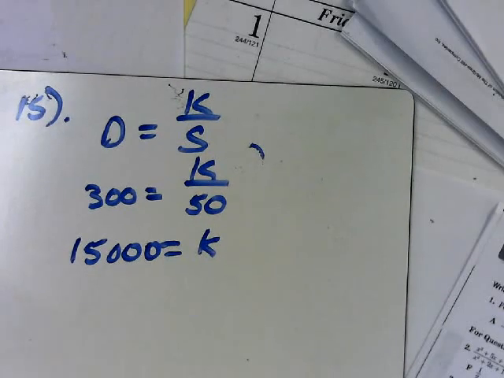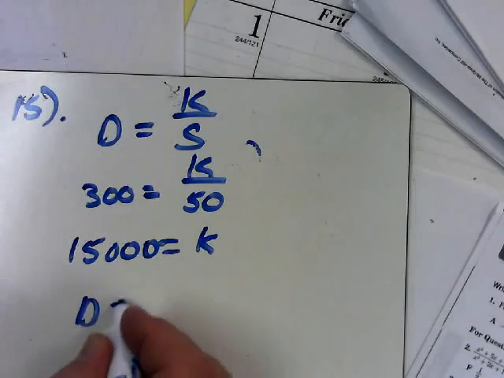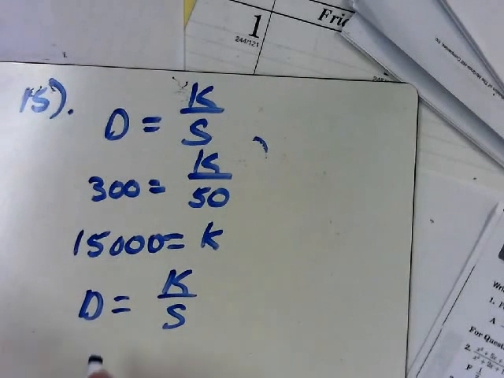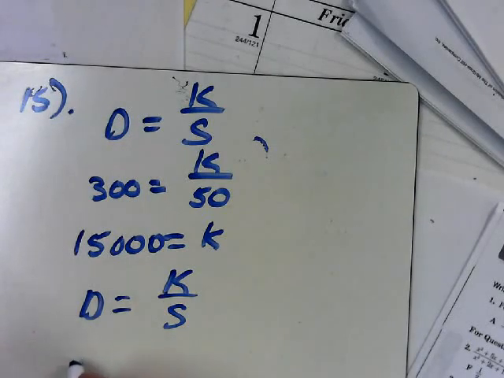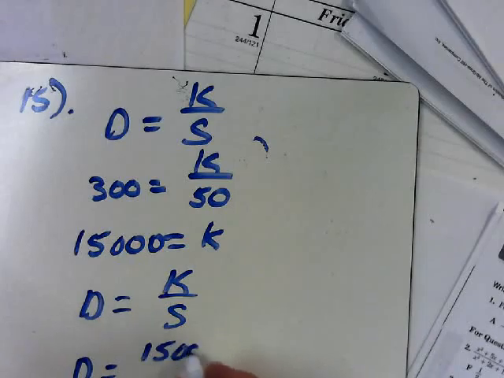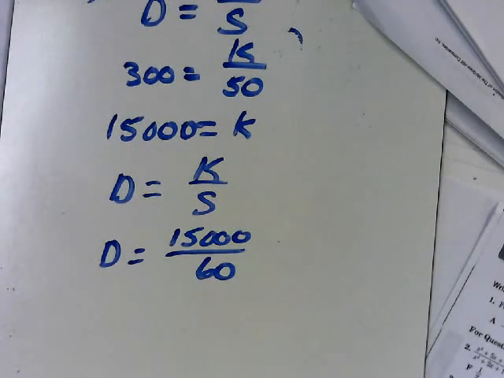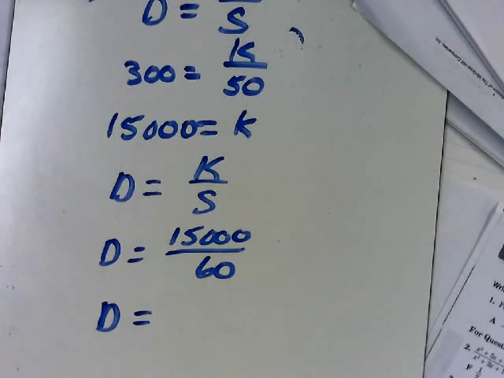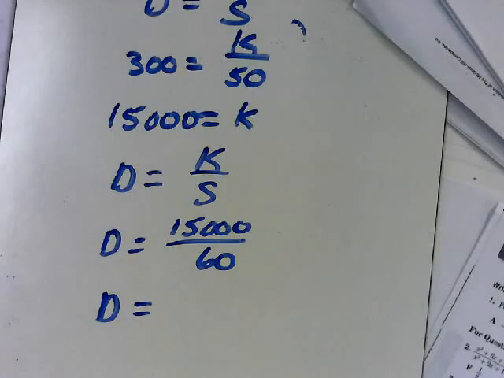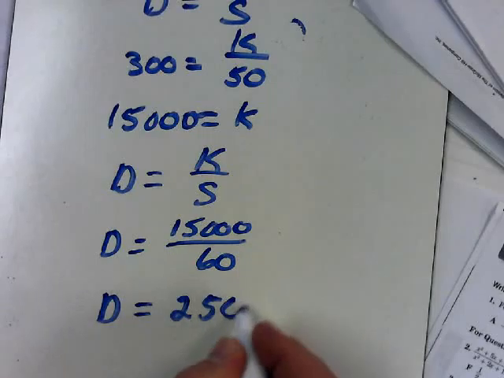15,000. So distance equals k over s. It asks how far can I go at 60 miles per hour. If you take 15,000 and divide it by 60, I think you will get 250 miles.